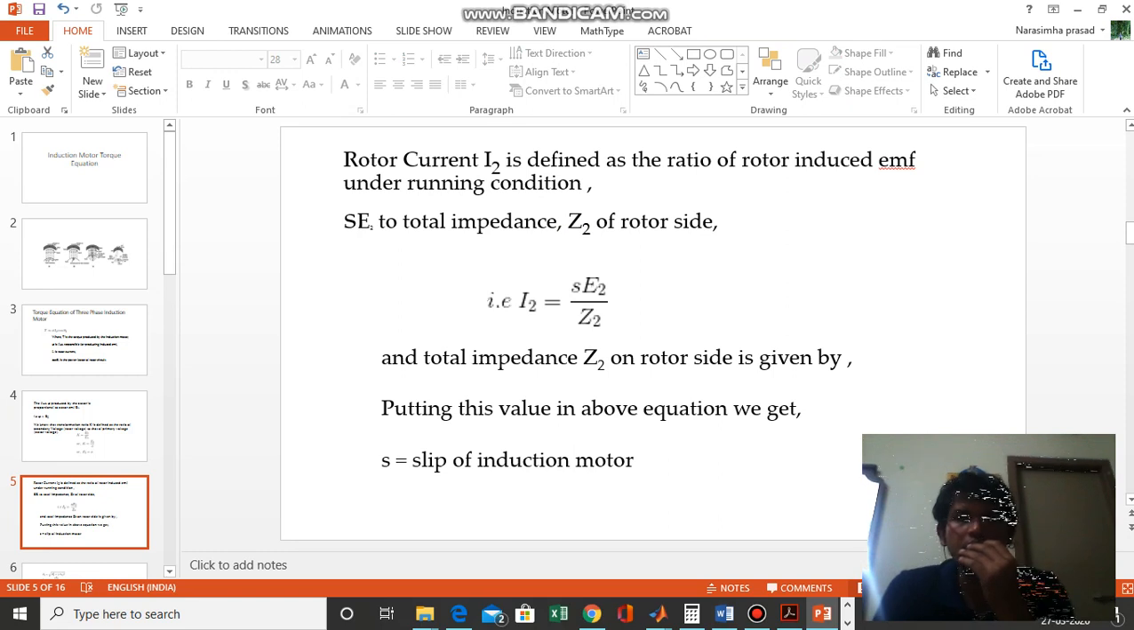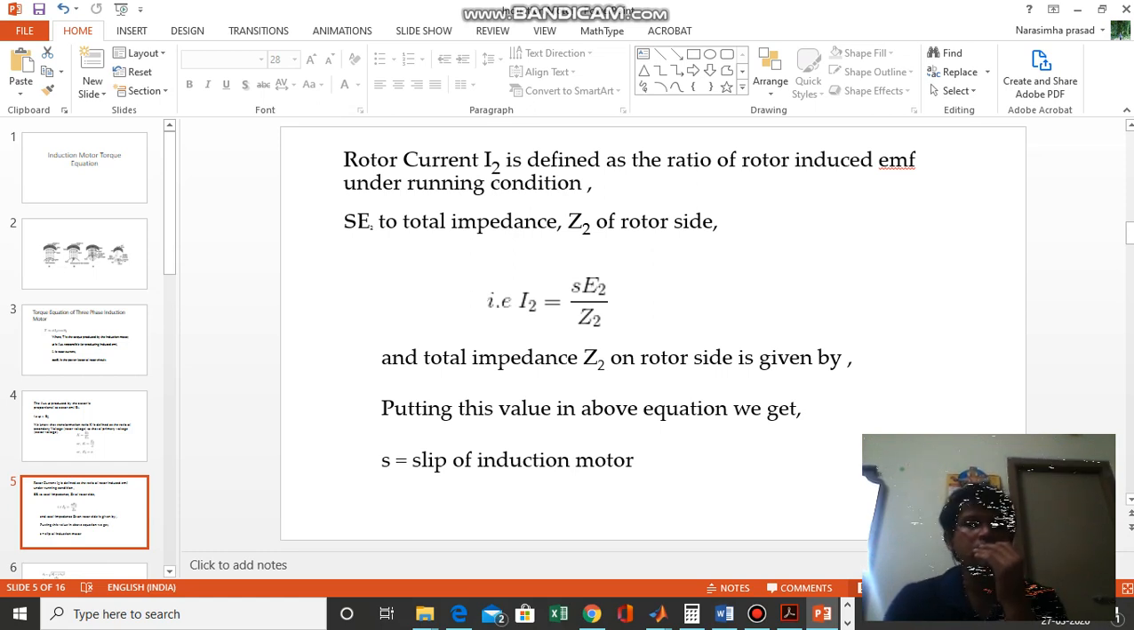The rotor current I2 is defined as the ratio of rotor EMF under running condition. So if it is a transformer, E1 is the induced EMF in the primary, E2 is the induced EMF in the secondary. There the principle is, when a stationary conductor is placed in an alternating magnetic field, then EMF E2 is induced in the secondary side due to EMF E1 induced in the primary side.